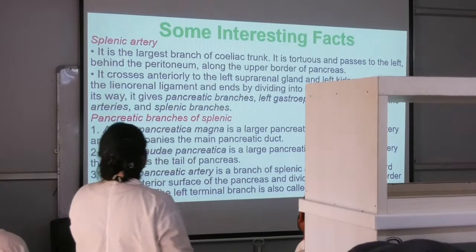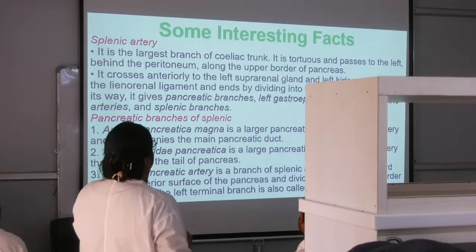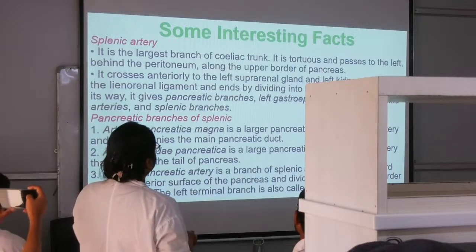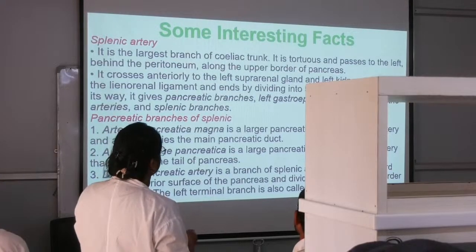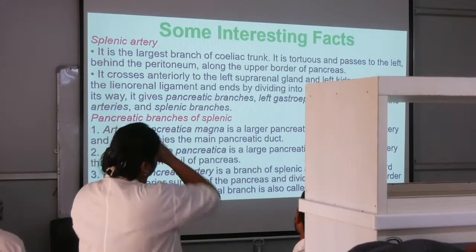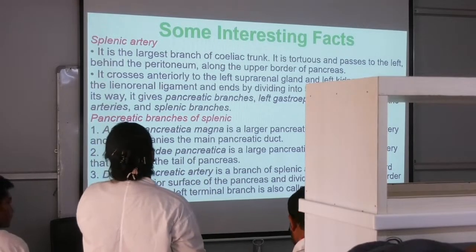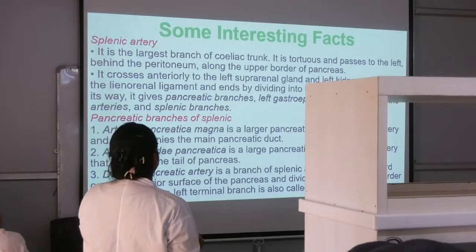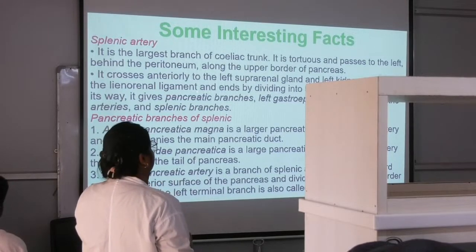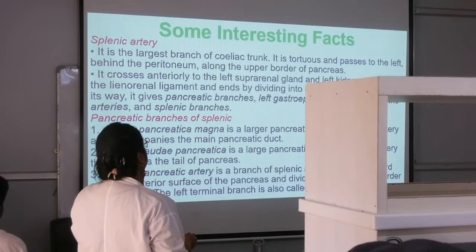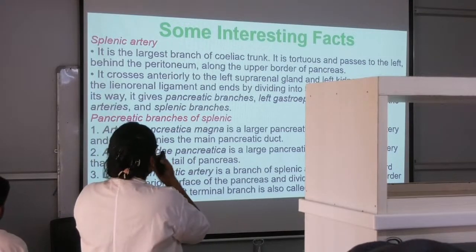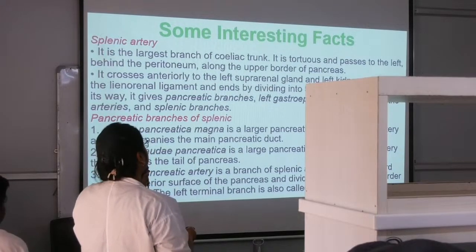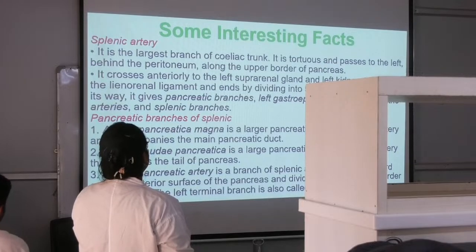Splenic artery is the largest branch of the celiac trunk. It is tortuous, passes to the left behind the peritoneum along the upper border of the pancreas. Okay, this is the location, along the upper border of the pancreas. It crosses anteriorly to the left suprarenal gland and left kidney, enters the lienorenal ligament, and ends by dividing into 5 to 7 splenic branches. Okay. On its way, it gives pancreatic branches, left gastroepiploic artery, short gastric arteries, and splenic branches.